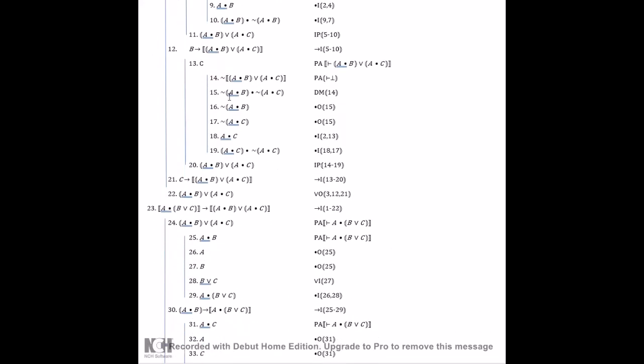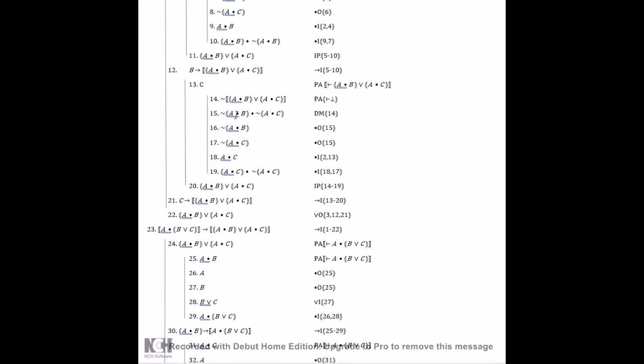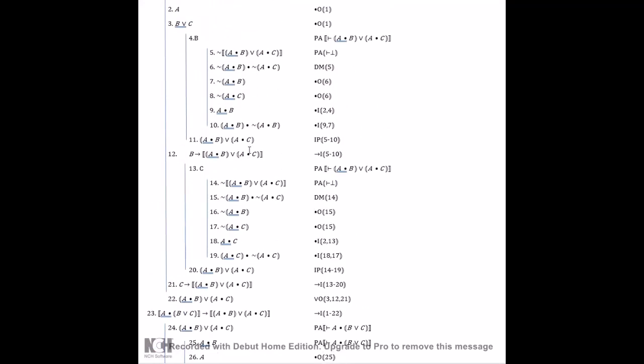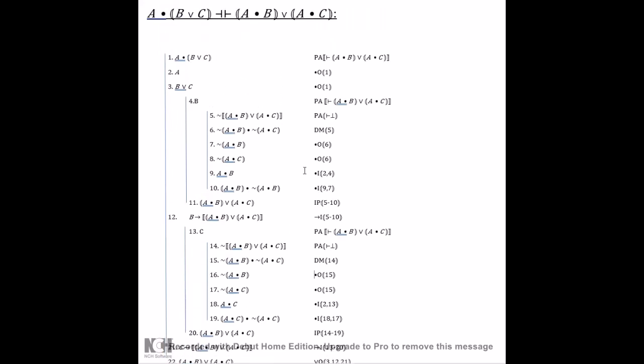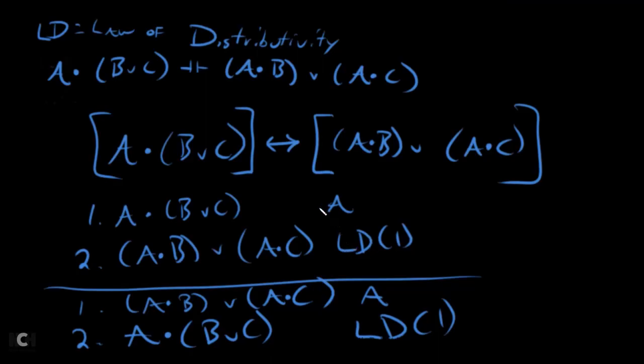If you ever wanted to distribute or factor, this is simply a proof saying you can go both ways. It is a rule of substitution. You'd have to do this every single time. So distribution is a valuable rule because instead of saying, well, here's all these 39 things, you can simply say law of distribution on line 1. So that would be my preference.